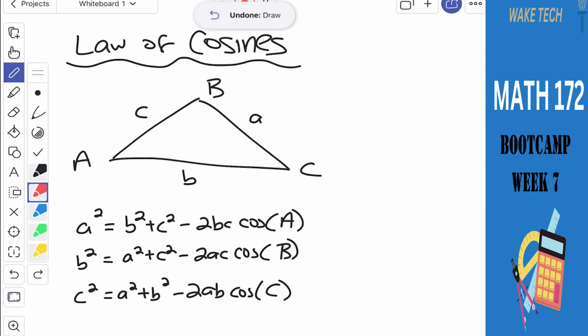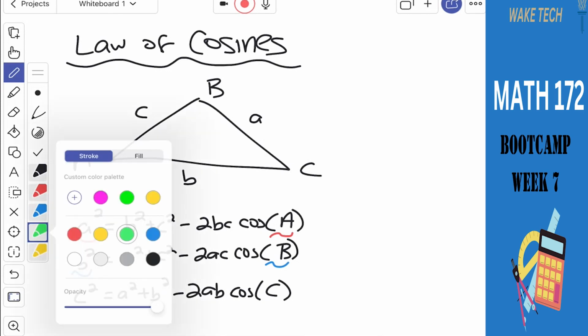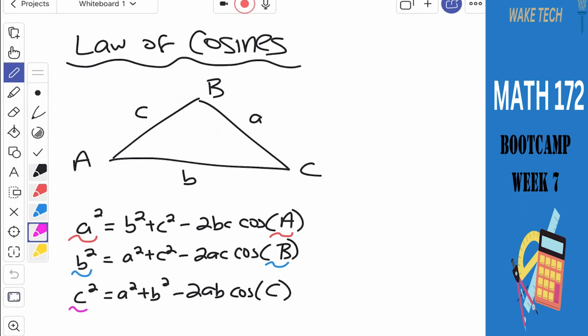I'll point out a couple of things. If we're using the equation to figure out side A, we're going to have angle A inside of the trig function. If we're finding side B, then we'll have angle B in the trig function. And if we're finding side C, then we'll have angle C in the trig function. Maybe some portion of that will be helpful for keeping these straight. You'll need to have these memorized. The equations won't be provided on the test.